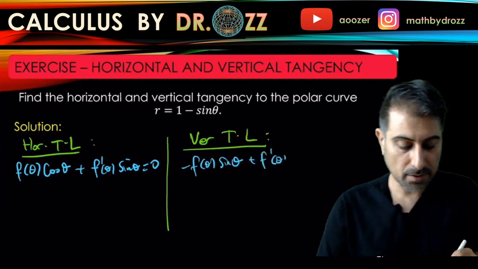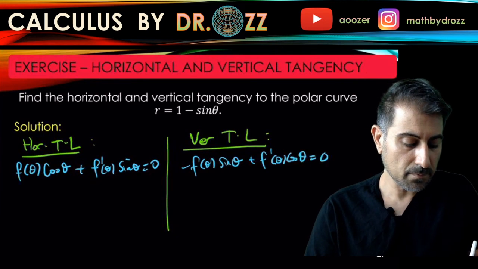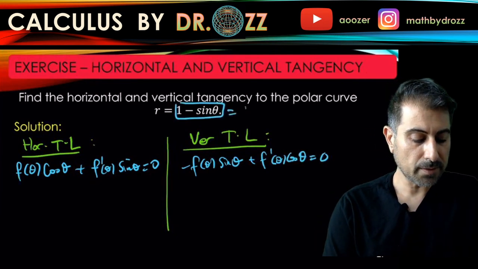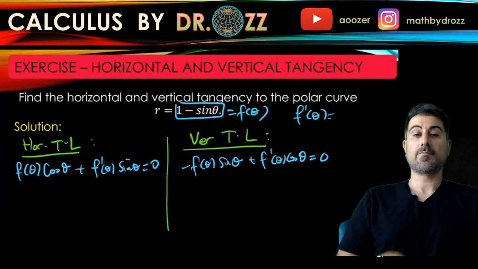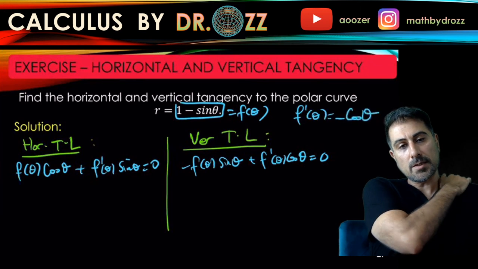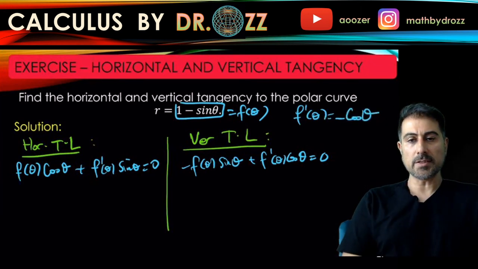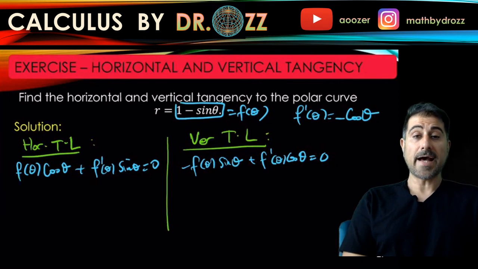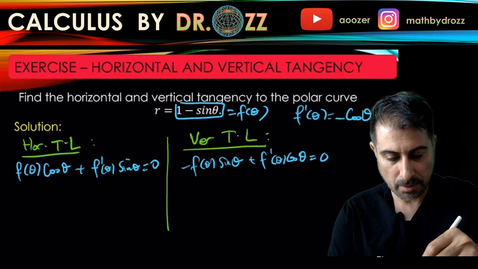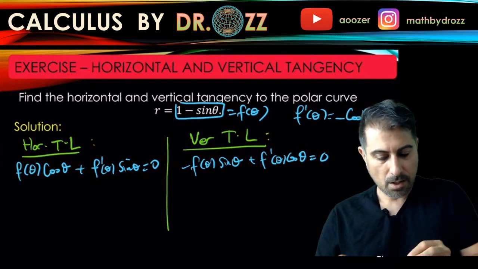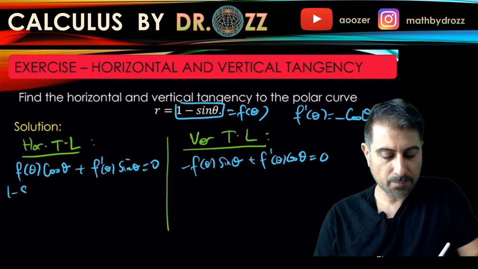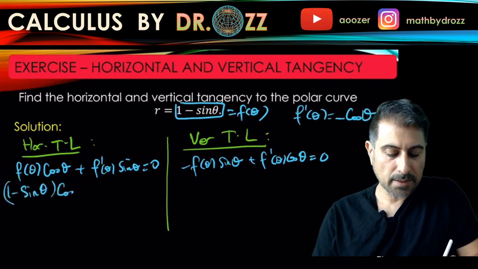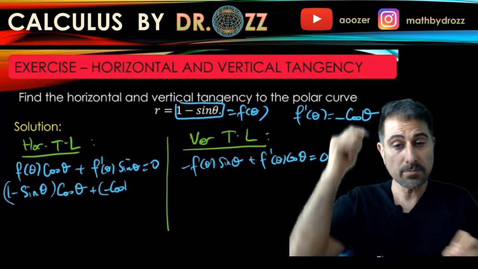At this moment, I can tell you that this is f theta. And we can also write here what f prime is, and that is negative cosine theta. So right now, all I'm going to do is substitute f and f prime in both equations and try to solve these trig equations. Let's see what's going on here. Let me rewrite those equations. So (1 minus sine theta) cosine theta plus (negative cosine theta) sine theta equals 0. That's the first equation.